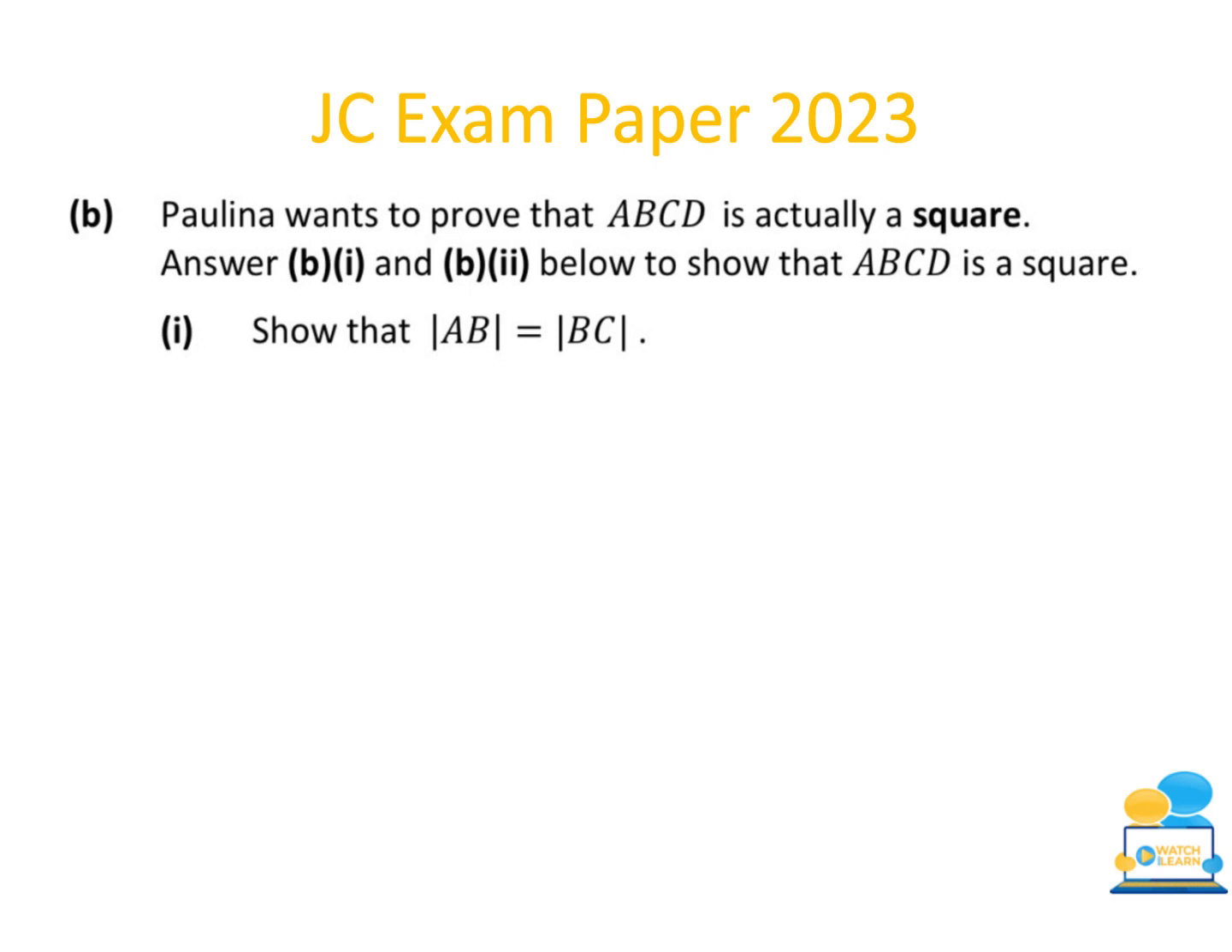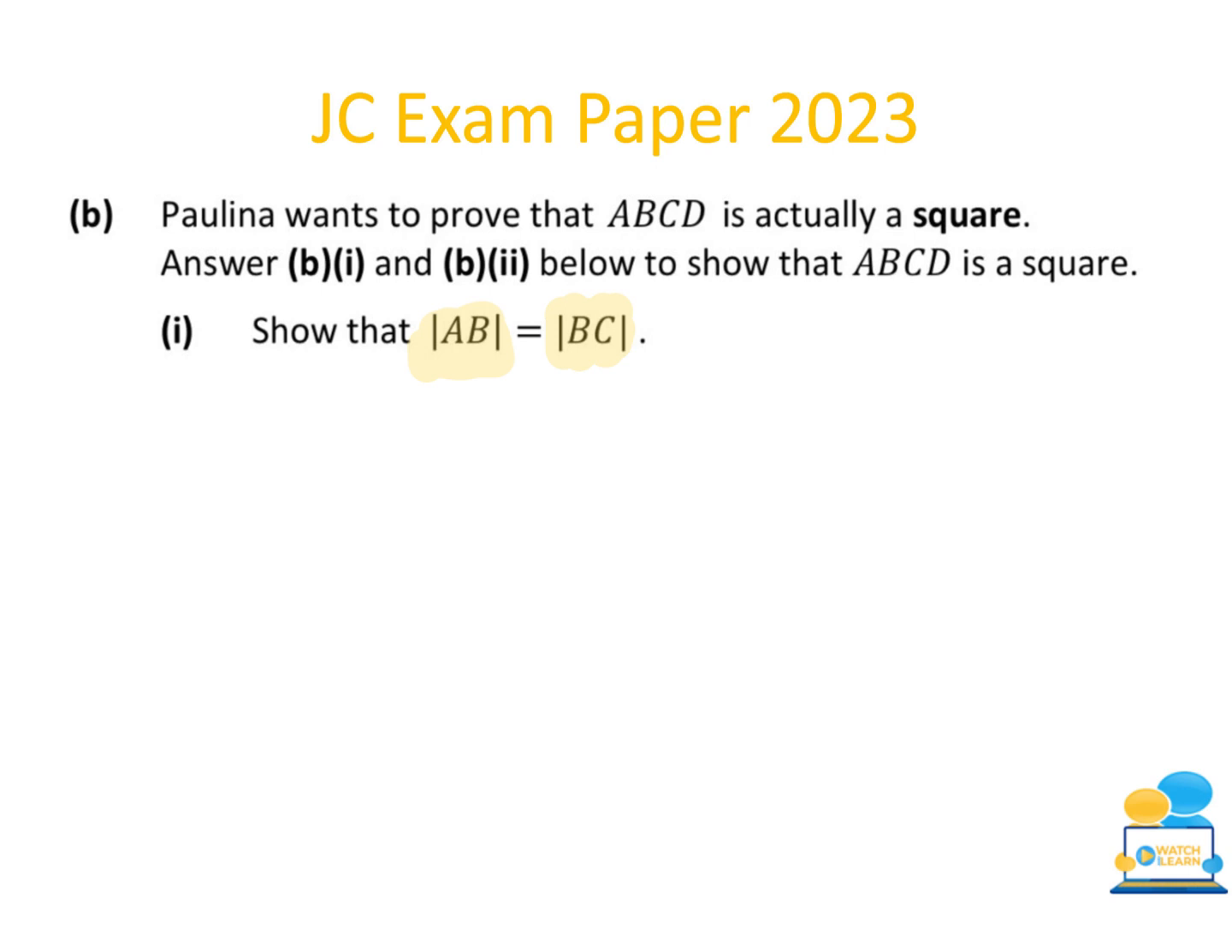Paulina wants to prove that ABCD is actually a square. Answer B part 1 and B part 2 below to show that ABCD is a square. In part 1, they ask us to show that AB, and remember I told you from your formula booklet, that means the distance between A and B, is equal to the distance of BC. This means that we are going to show that the length going from the coordinate A to B is the same as the length going from coordinate B to C, which would help us prove that this is a square as all sides of a square are equal in length.